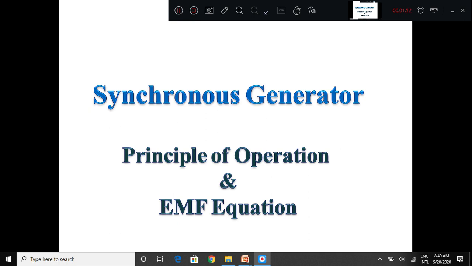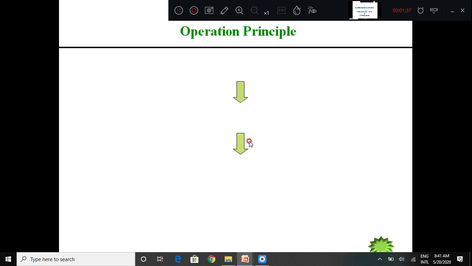Then to derive the EMF equation, Faraday's second law gives the magnitude of induced voltage, that is proportional to the rate of change of flux. Based on Faraday's laws of electromagnetic induction, we will explain the principle of operation and also derive the EMF equation. Start with the principle of operation.